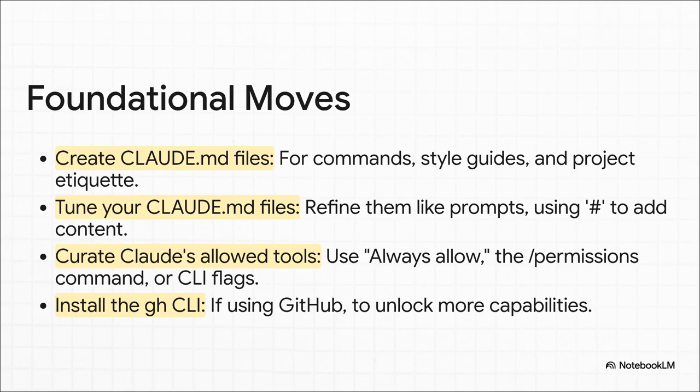Then C, curate Claude's allowed tools. You can use always allow, the /permissions command, or even command line flags to control exactly what it can and can't do. And finally, D, if you're on GitHub, and you probably are, you have to install the gh CLI. It's a total game changer, unlocking a ton of new capabilities.